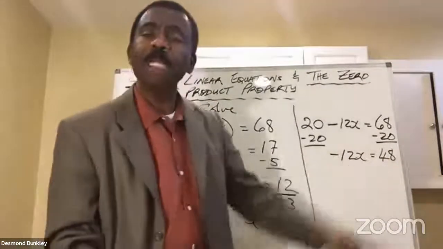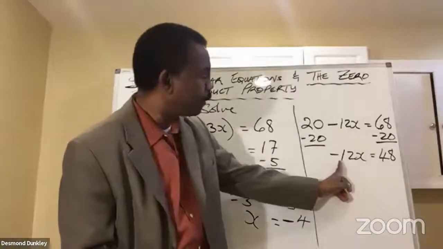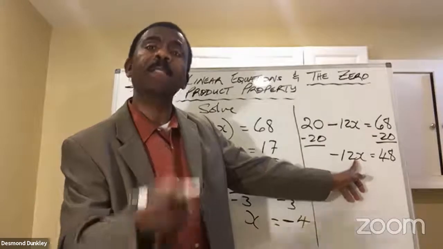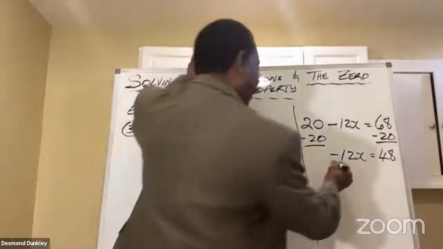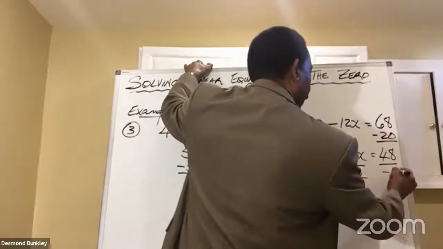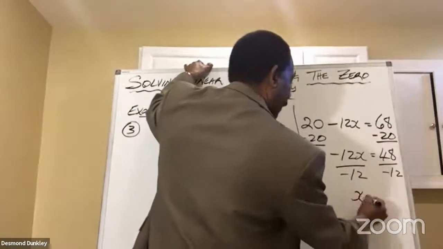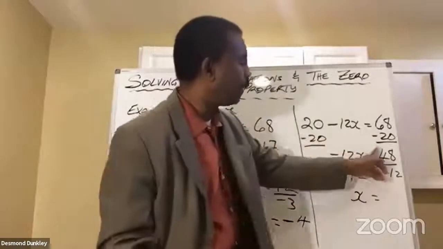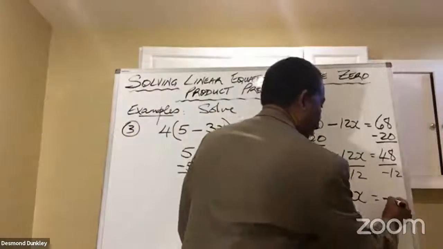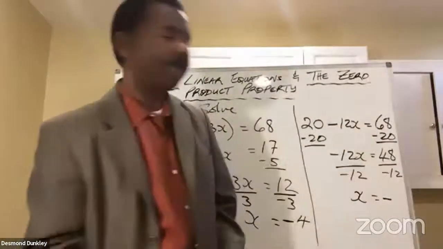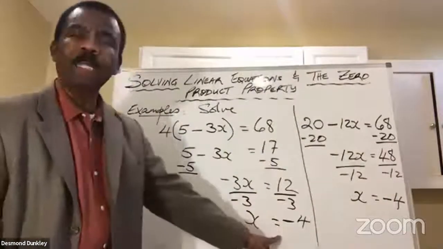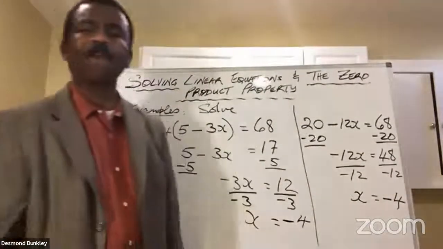We need to get rid of the -12. Again, it's -12 times x, -12x. So we need to divide by -12. And we end up with x equal to positive divided by negative is a negative answer. And 48 divided by 12 is 4. See, x equal to -4.